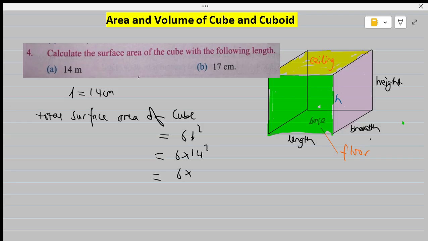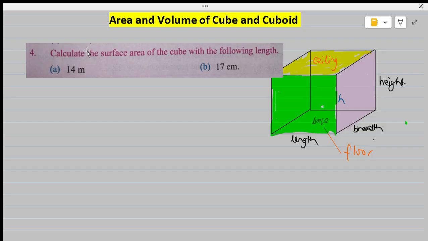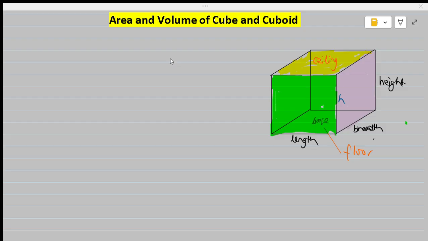So when you do 6 into 14 square, be very sure you won't do 6 into 14 first. So 14 into 14, you get 196. Then do the actual multiplication: 6 times 196 you get 1176 centimeter square, which is the total surface area of the cube. So I did number 4. Now we go to number 5. So let's clear this. Okay, number 5 now.